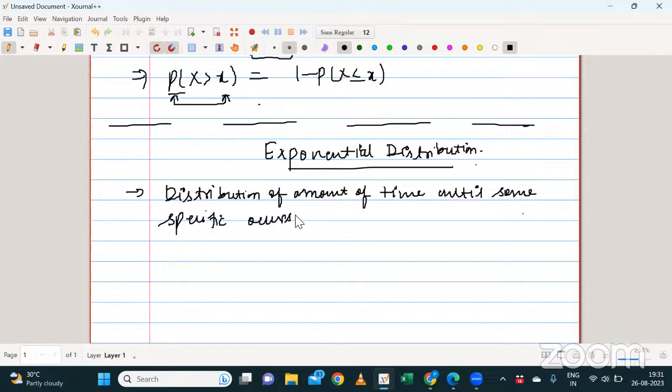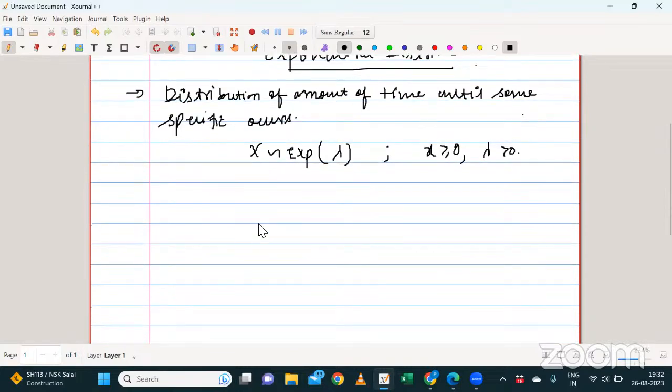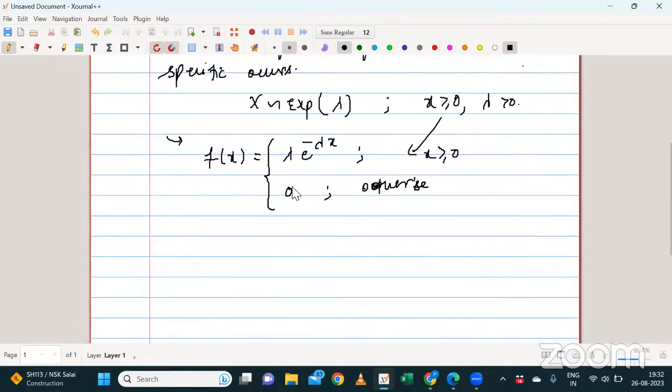So what is the PDF in this case? Suppose I'm writing that x follows the exponential distribution with parameter lambda. Here x should be greater than or equal to 0 and lambda should be greater than 0. The PDF of the exponential distribution is lambda times e raised to the power minus lambda x, for x greater than or equal to 0, and it takes value 0 otherwise, beyond this range.